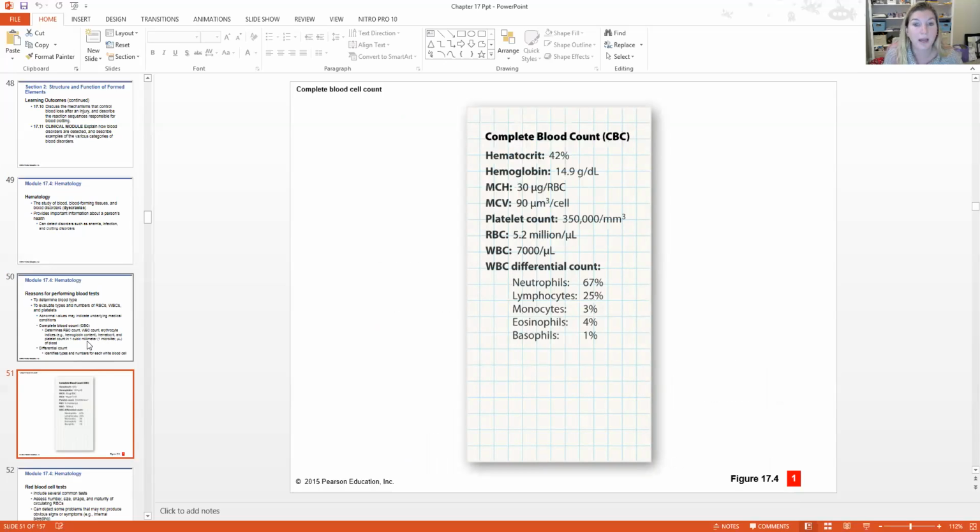This is an example of a complete blood count. So you would get the hematocrit, which is your percent red blood cells, your hemoglobin, which is just the overall concentration of hemoglobin in your blood. Typically, if your hematocrit's down, your hemoglobin's going to be down also. So they look for congruency in those two numbers. And then they're also going to look at just the different types of white blood cells and their overall concentrations, platelet counts, etc.